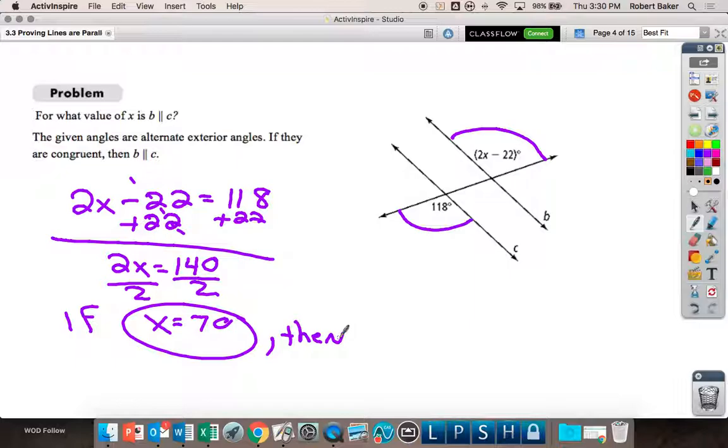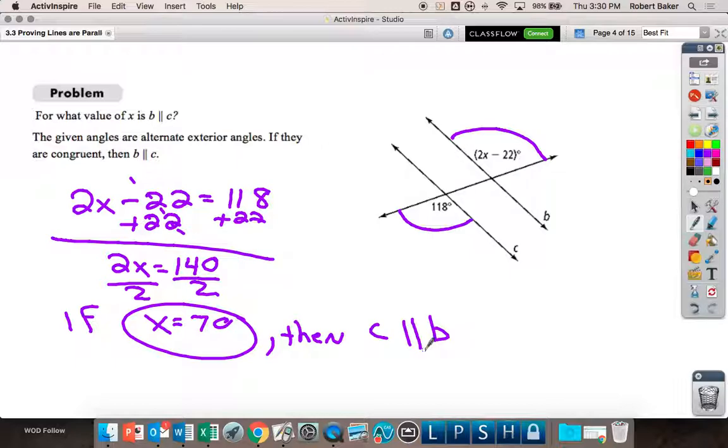You're close. Now he knows that if x equals 70, something is parallel to something else. Oh, C is parallel to B. Perfect. Guys, if x equals 70, C is parallel to B. That is the most beautiful statement you could ever say.